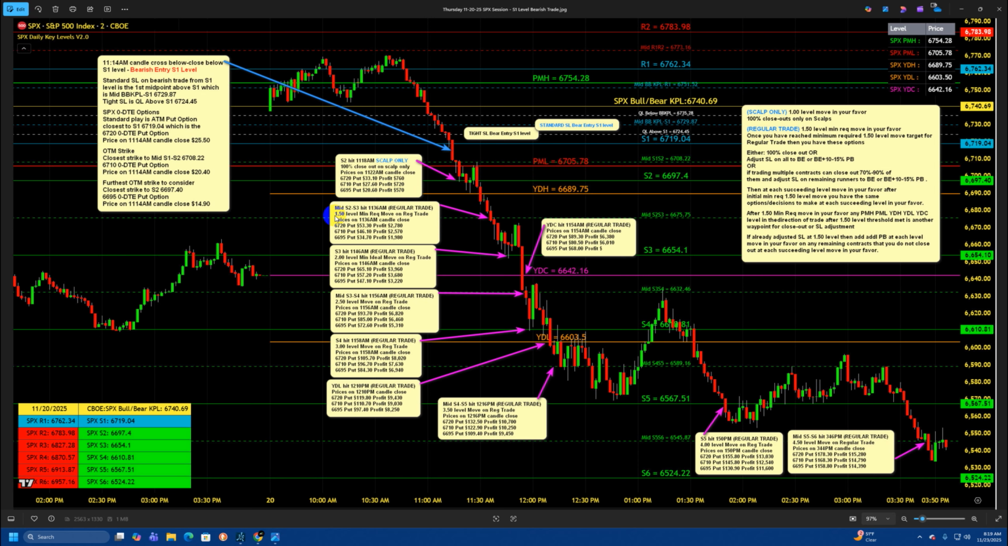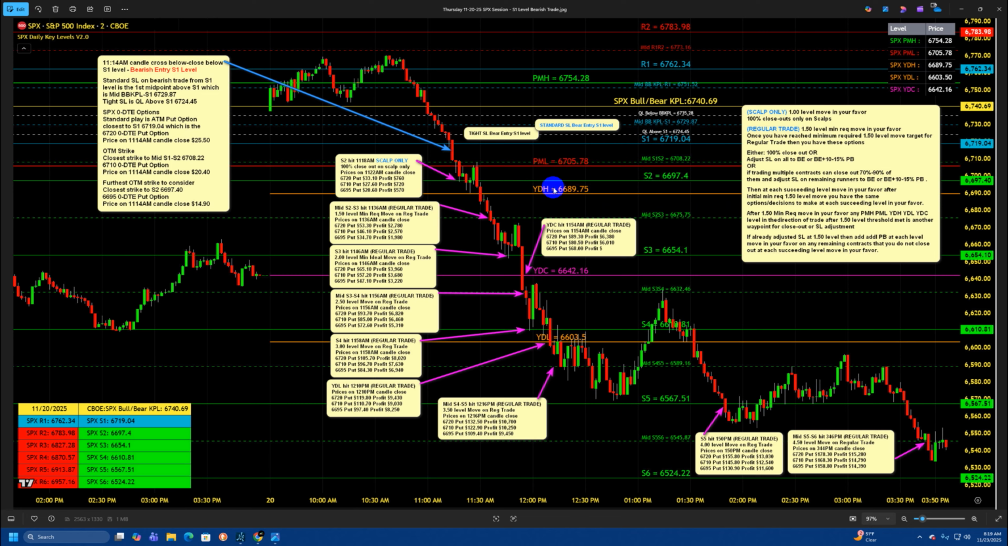Now, as you can see here on the 11:36 a.m. candle, roughly 18 minutes later, we have the mid S2 S3 hit. That is a 1.5 level move in your favor on the regular trade. So 1.5 level move. Again, this is the level we're taking the trade from. This is 1 level, and now this is 1.5 levels.